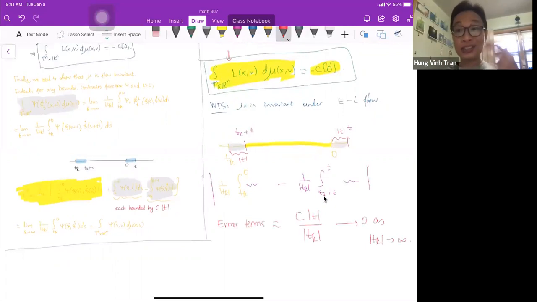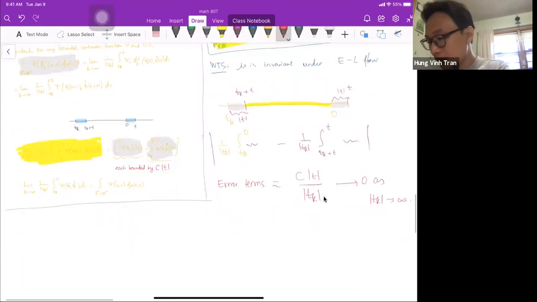Okay, and that's essentially the point of a Lasch time average. Lasch time average means that if you shift things a little bit, those error terms you introduce surely are there, but they don't play a role as you average out over an infinite amount of time. And that's why it gives us the invariance property.